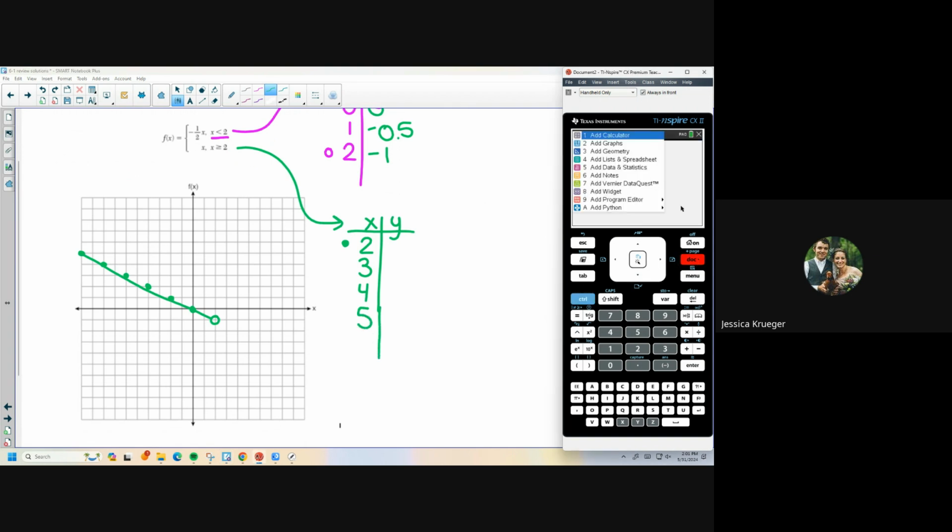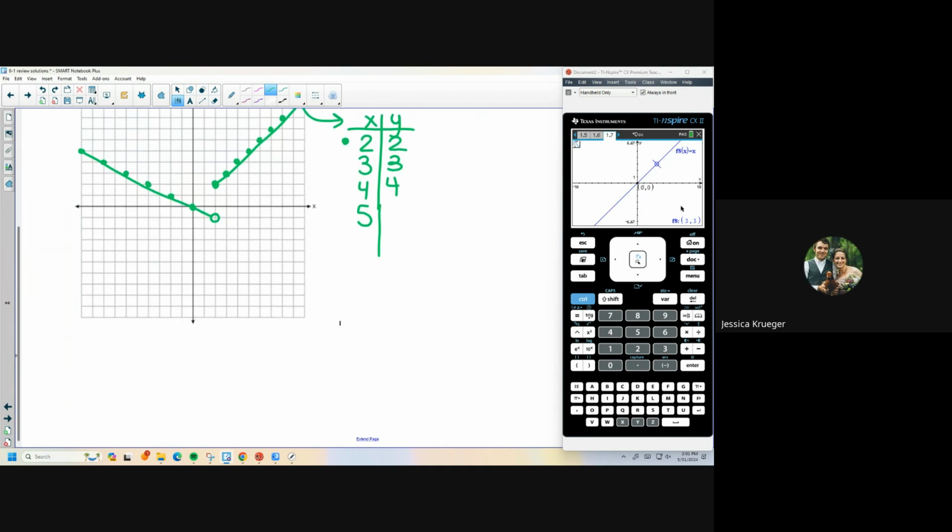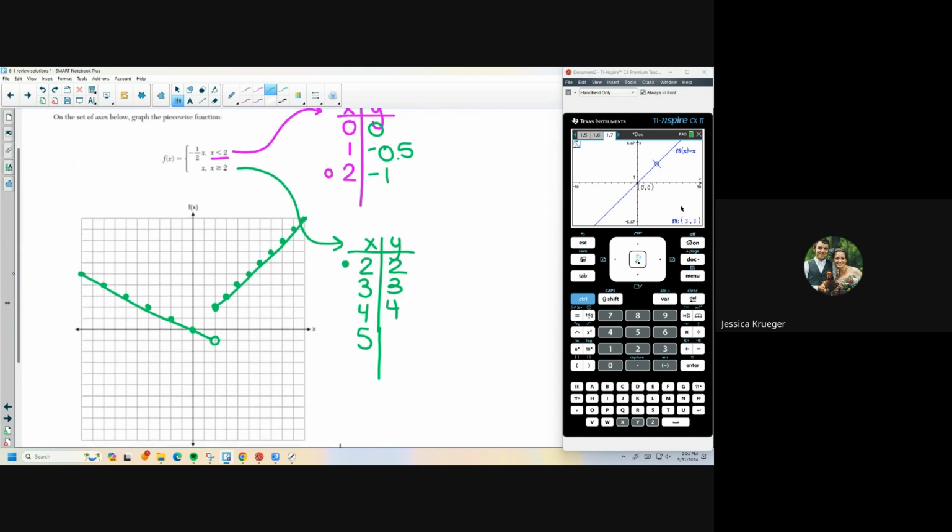I'm going to open a new graph. So I'm going to start at 2. It's at 2, 2. 3 is at 3. 4 is at 4, and so on. So 2, 2 is here. It's a closed circle. And then it goes off in this direction forever and ever and ever. Excuse me. Any other questions here? No. So we just had to graph it.